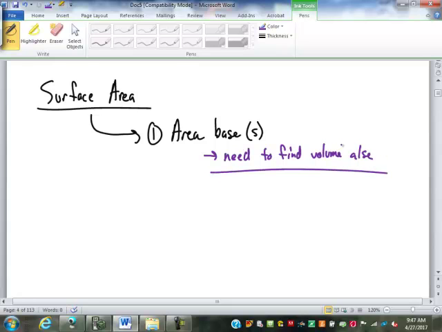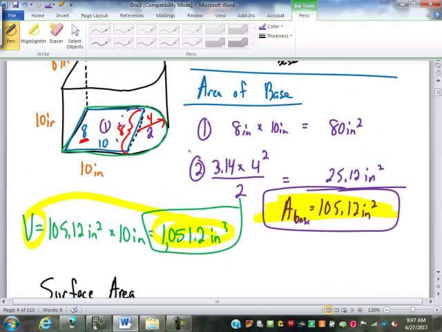Well, if we're finding the volume, we need the area of the base too, don't we? Up here, we found the area of the base. So if we're finding both volume and surface area, we need the area of the base for either one of them, for both of them. So if we're doing both, that saves us some work, because we find the area of the base for one, and we've got it then for the other one.